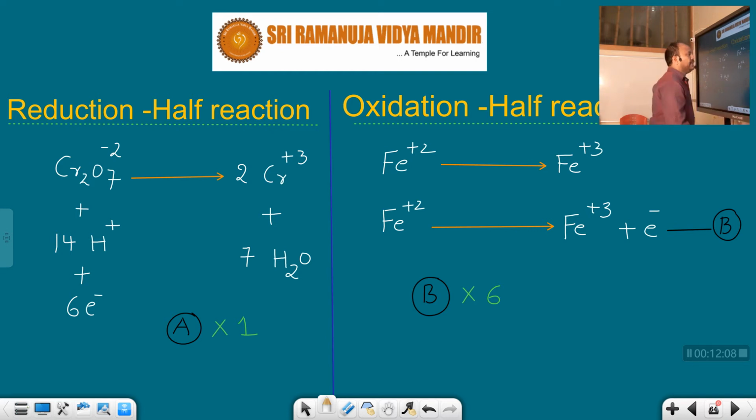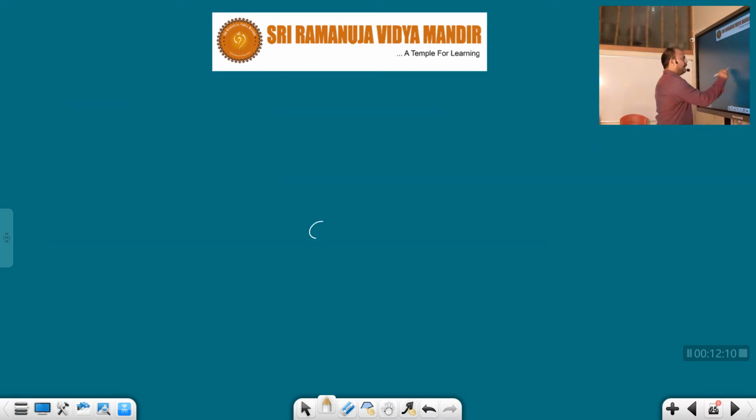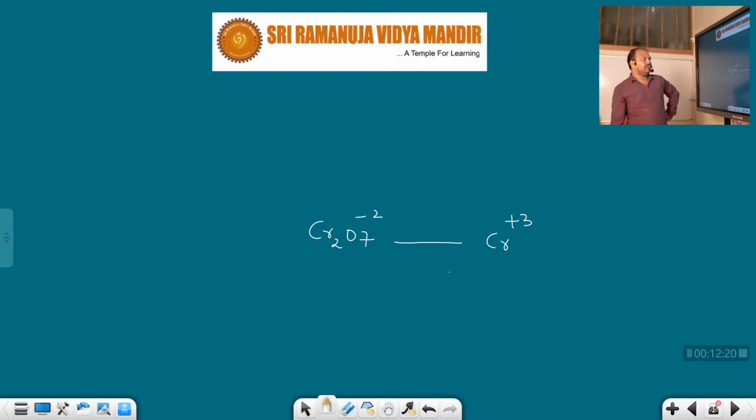Okay students, here it is given like that: the dichromate ion, Cr2O7 2-, changes into the chromic ion. The first step is: first of all we have to balance the atoms of the elements except oxygen and hydrogen.